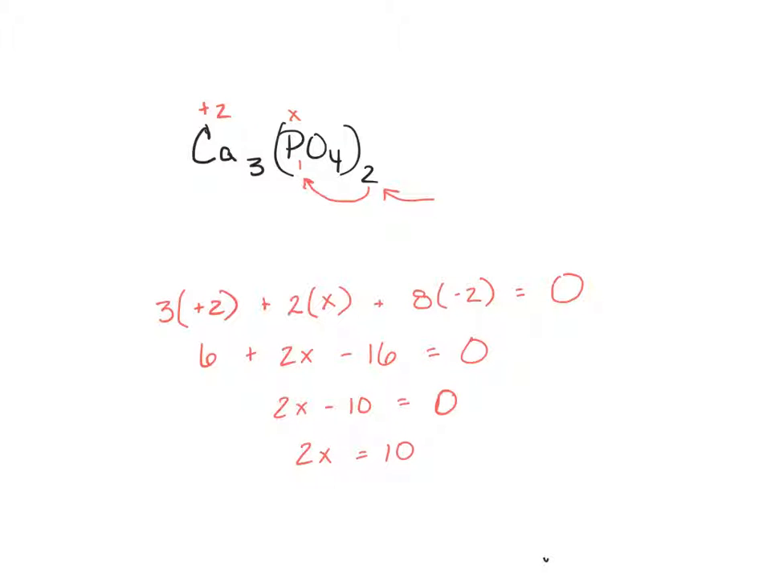2x equals 10. X equals +5. So we now know that this phosphorus right here is a +5 oxidation number.